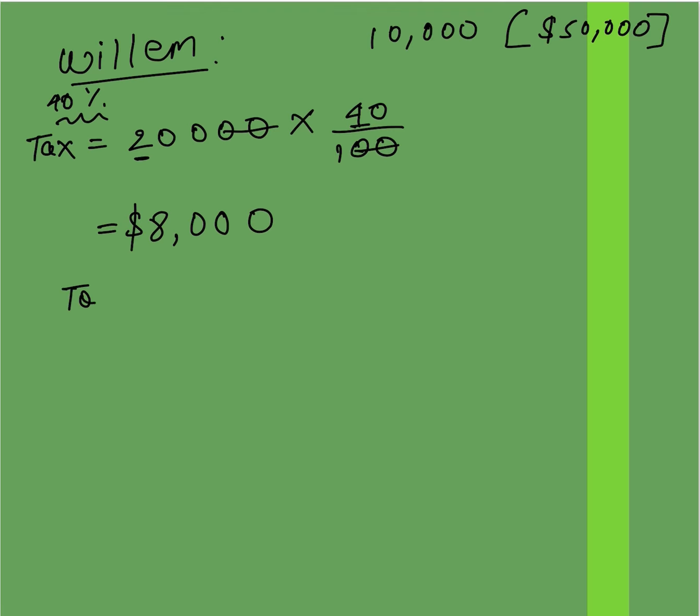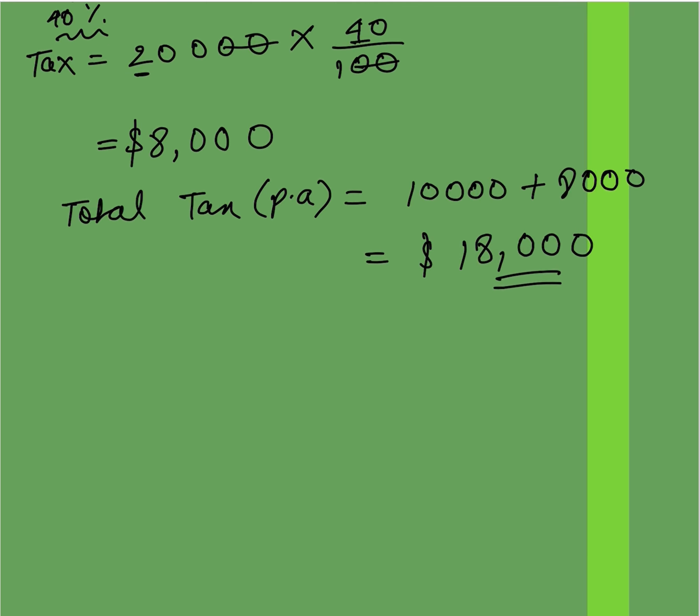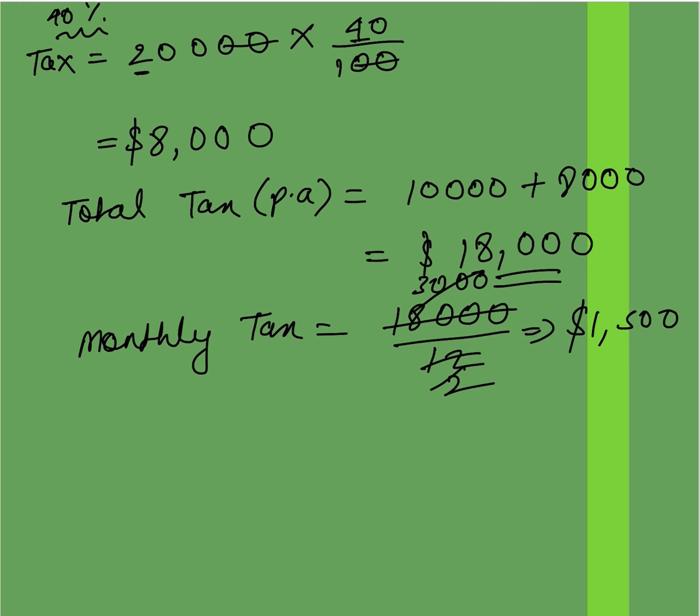So total tax paid per annum for Willem is how much? 10,000 plus 8,000 is equal to $18,000, right? Let's divide it by 12 to get the monthly tax paid. 18,000 by 12. This is easy to divide by 6. 3,000 or 1,500 USD is what Willem is paying.